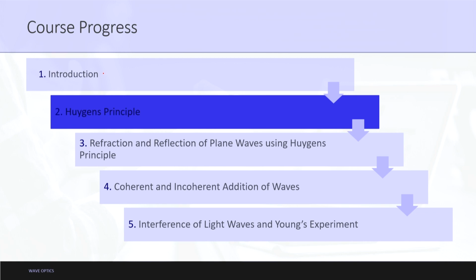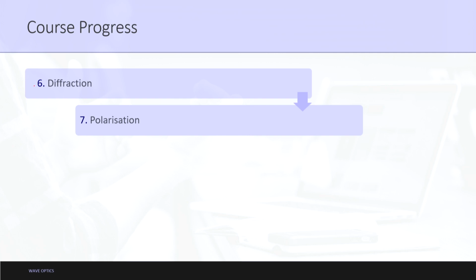So, the course progress for you: we started with the introduction, completed Huygens principle, and today we are in the third chapter, that is refraction and reflection of plane waves using Huygens principle. After this discussion is completed, a new concept called coherent and incoherent addition of waves will be explained to you in much detail. This is a very important concept. And then interference of light waves, Young's experiment, a beautiful experiment by Young, will be explained. And then finally, applications such as diffraction and polarization will be done, and that will be the end of wave optics.